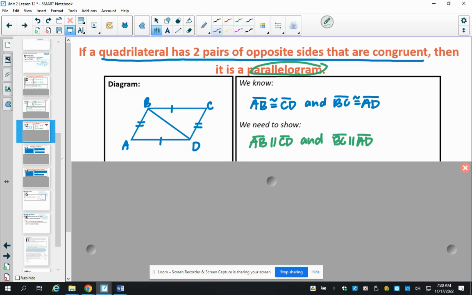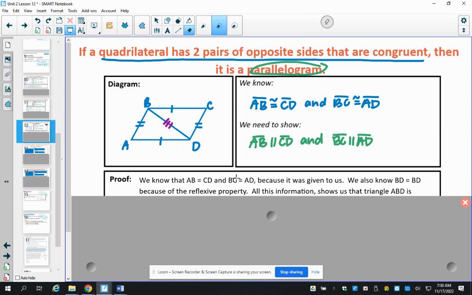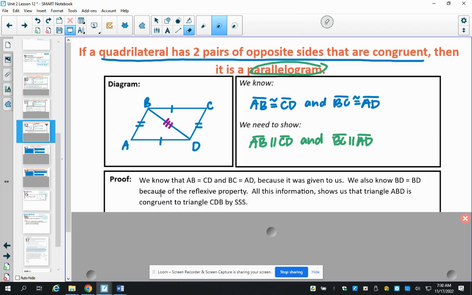Okay, so we're going to prove the triangles are congruent. Then we want to show that these two angles are congruent to each other and that these two angles are congruent to each other, so we can get those Z's. So we know that AB and CD are equal. We also know BC is equal to AD because it was given to us. So we've got those two sets of sides. We also know that BD is congruent to itself because of reflexive property. So now what we know about these two triangles is that they're congruent by side, side, side.